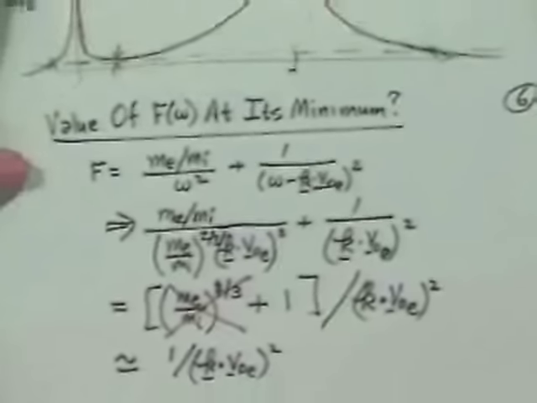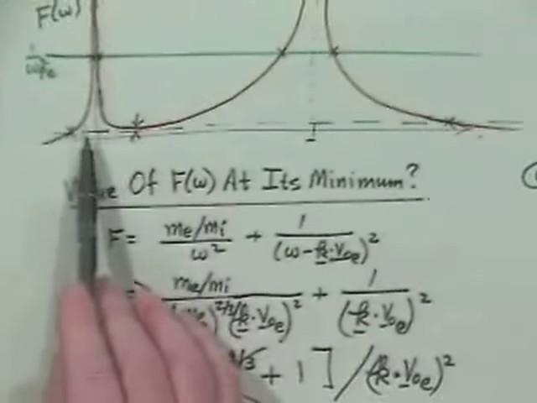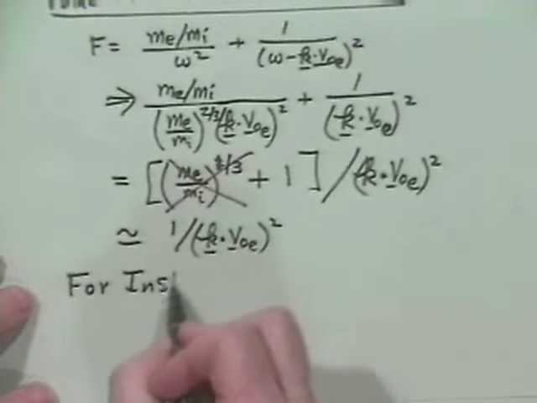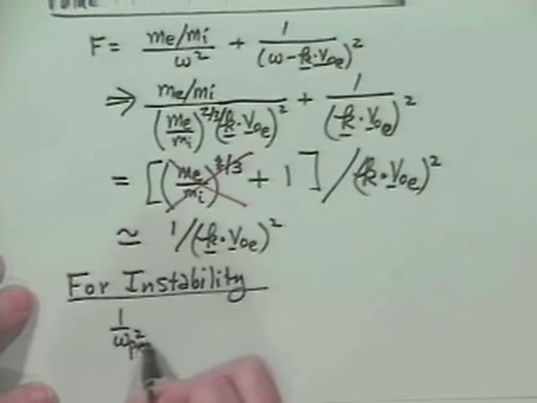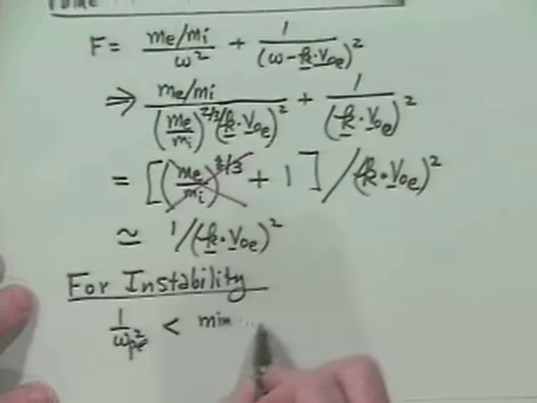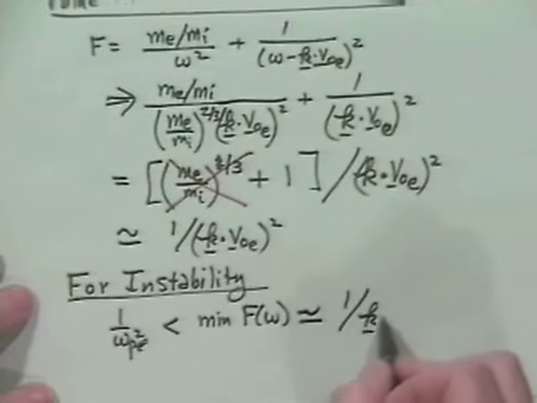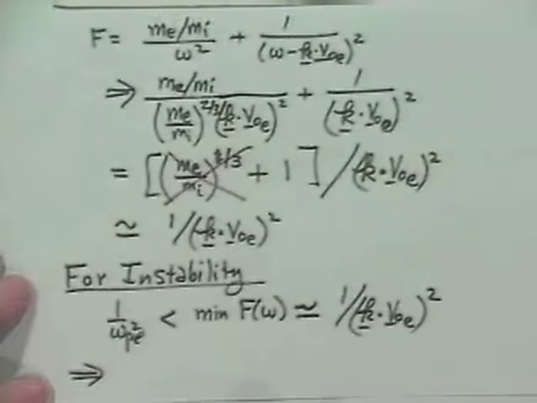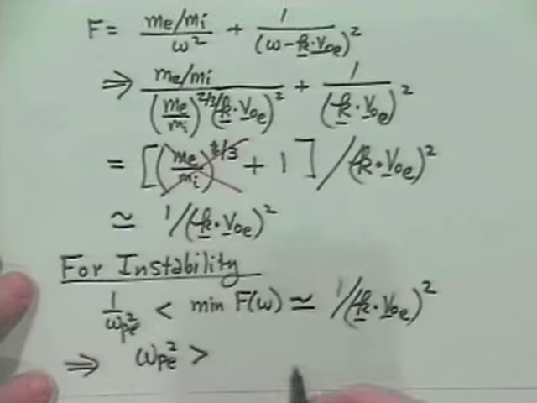Now, to have an instability, what we needed to have was we needed to have 1 over omega p squared be lower than that minimum. So for instability, what we need is 1 over omega p e squared less than the minimum of f of omega, which we've just determined is approximately 1 over k dot v naught e quantity squared. Or, flipping things upside down, this leads to omega p e squared is greater than k dot v naught e squared.